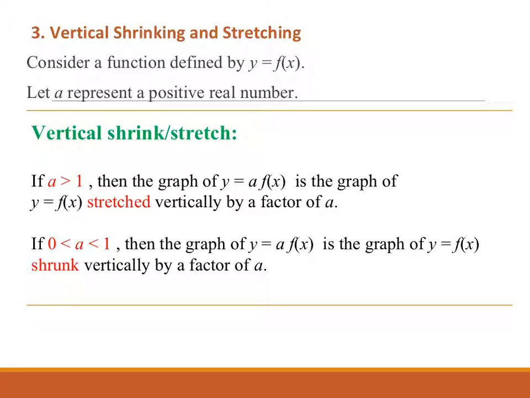If a is between 0 and 1, in other words, it's a fraction, and we multiply it by the function, we actually start shrinking vertically by a factor of a. And what that means is we get further away from the axis of symmetry. We get closer to the horizontal of the coordinate system.